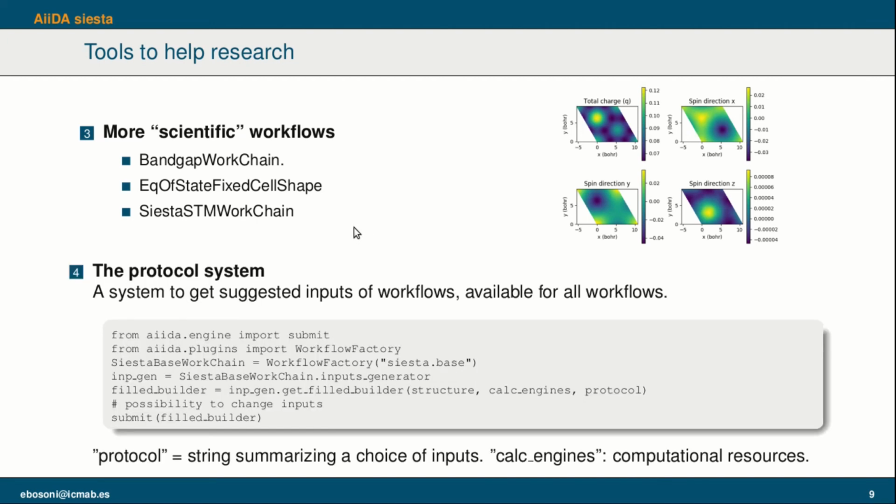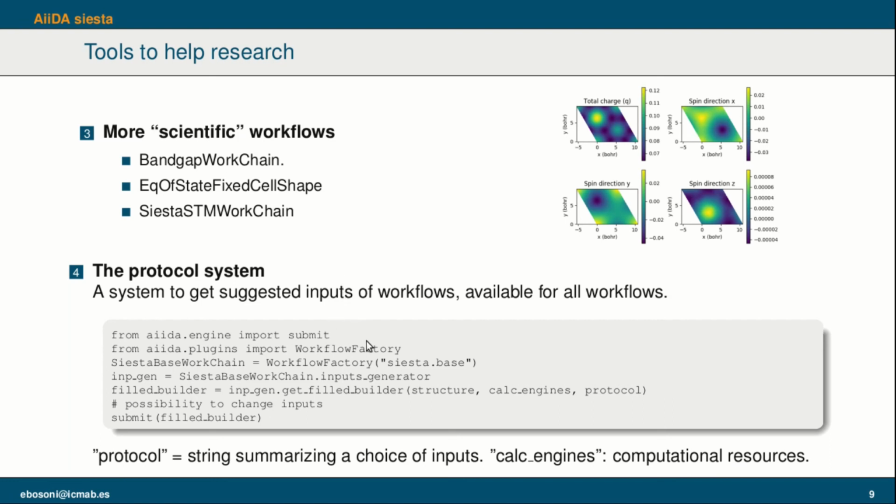Finally, we have what we call the protocol system. The protocol system is a system to get suggested inputs for workflows, and it is available for all workflows and also for a standard Siesta calculation. So as I explained in the slide before, every time you want to submit either a workflow or a Siesta calculation, you have to define the inputs through the AiiDA data types. However, this can be a tedious process, and also is not very convenient when you are sure to use more or less the same input.